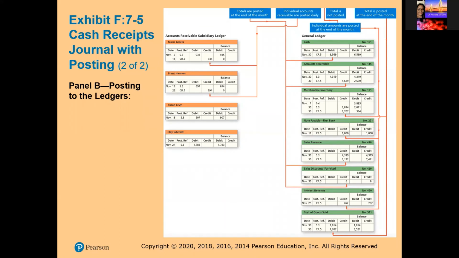Here in panel B, it shows how the transactions from the cash receipt journals are posted to various accounts. Here to your left are the accounts receivable subsidiary ledgers, and to the right is the general ledger.